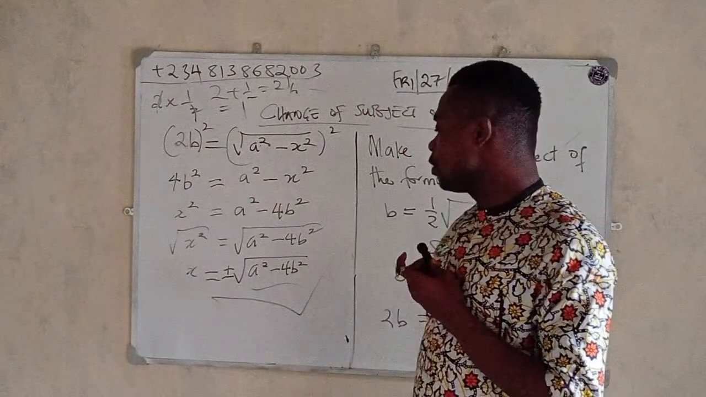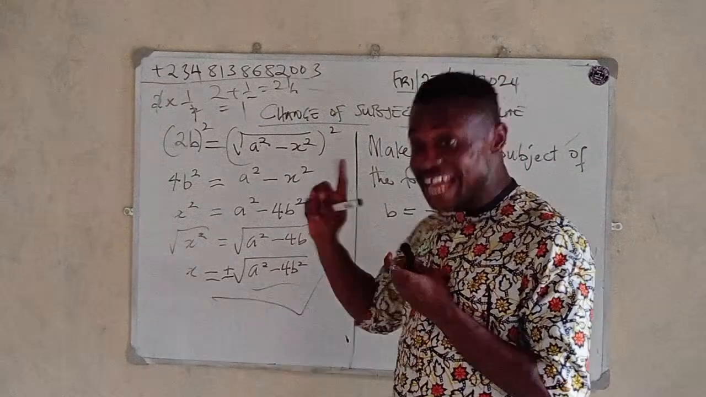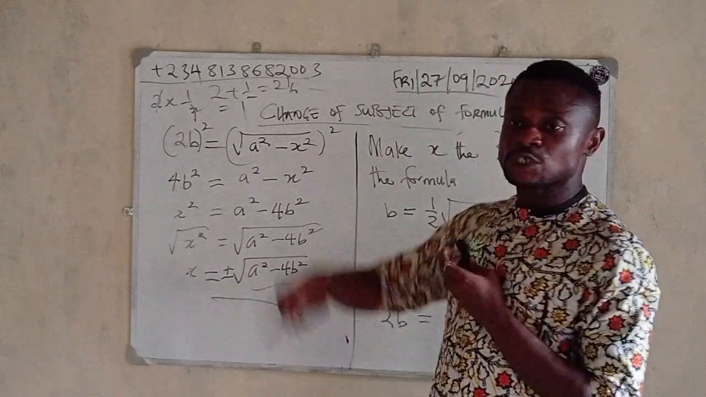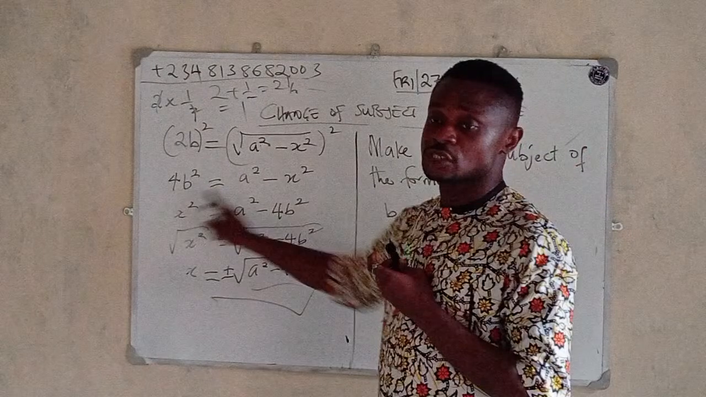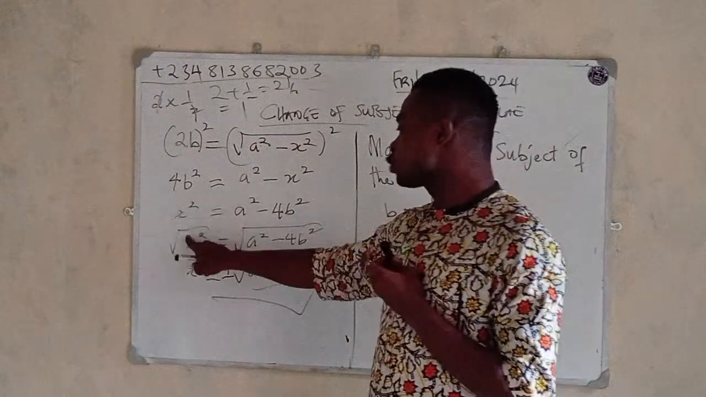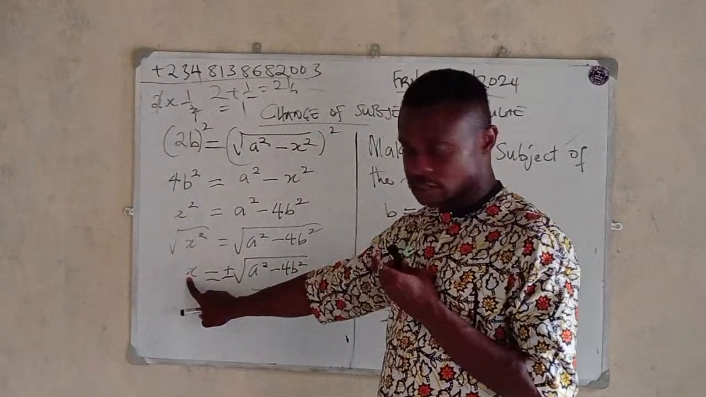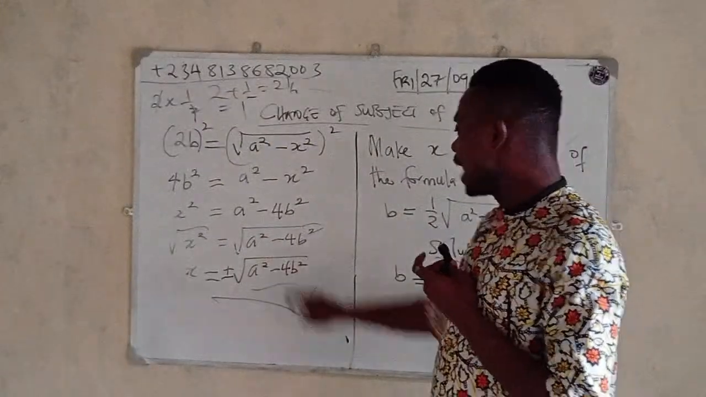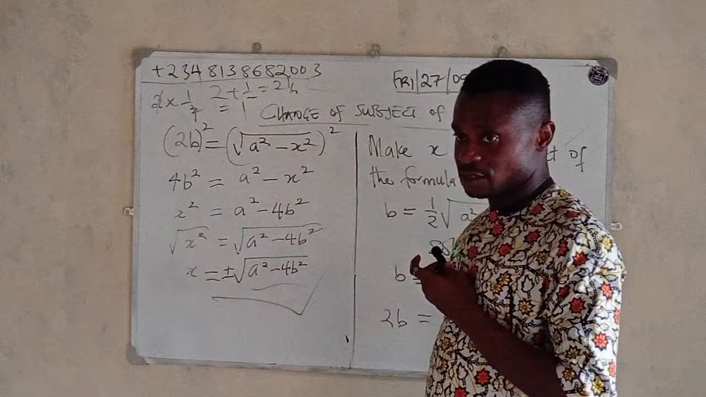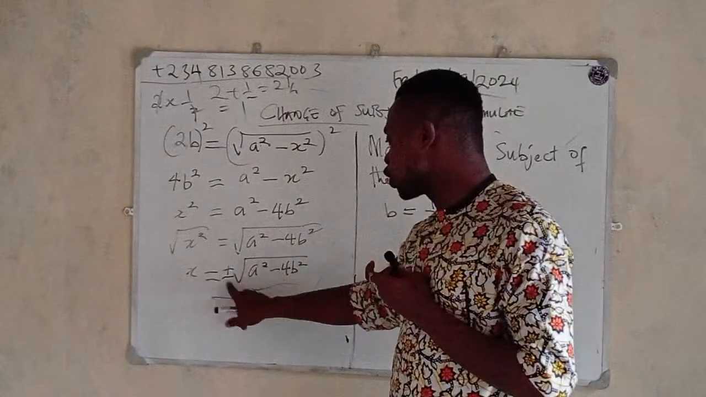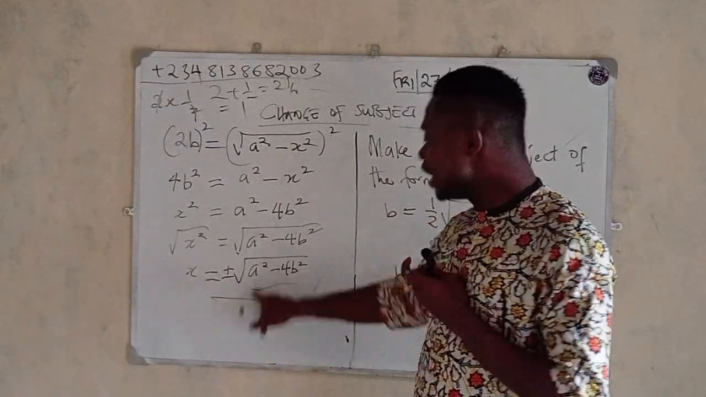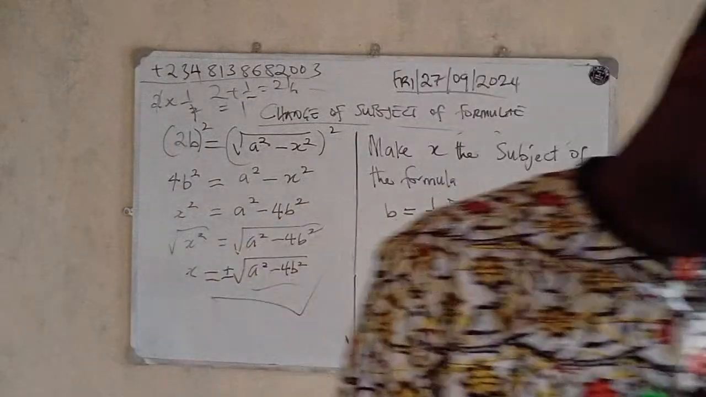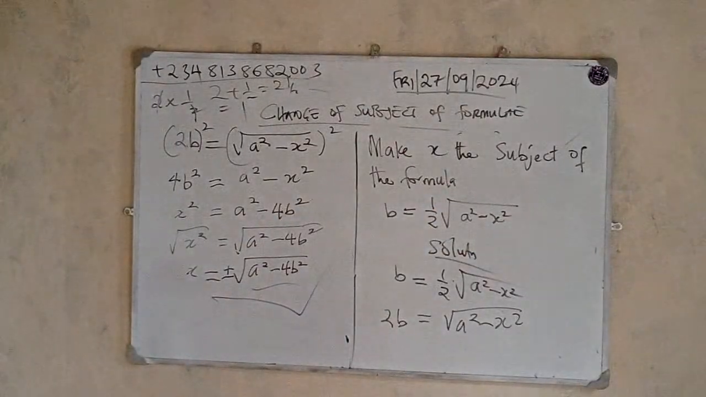At this point, what we're looking for is x, not x squared. So to remove this square, we find the square root of what? Both sides. So the square root of this one is what? X. While the square root of this will remain this. At this point, there's nothing you can do again. So the answer is now x is equal to what? Plus or minus the square root of a minus 4b squared.